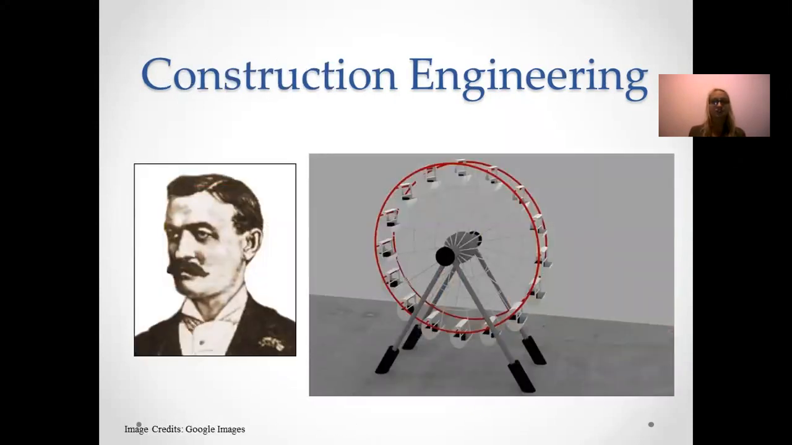Finally, construction engineering was implemented because George Ferris planned, designed, and managed this construction project. In 1893, the Ferris wheel was open to the public. And as you can see there on the left, that is George Ferris.